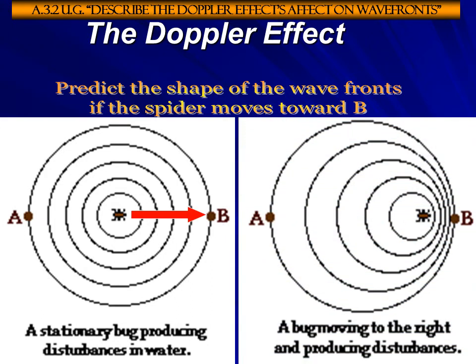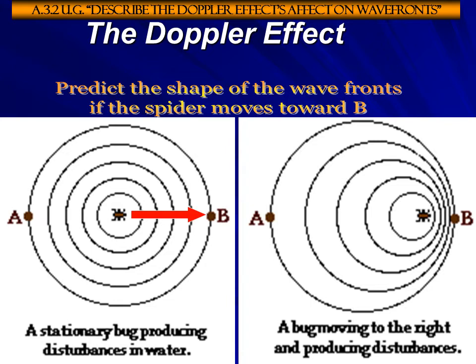Now, if you guessed they'd look something like this, well, you'd be correct. So what just took place? Well, that little water spider was moving toward point B. That means that as it released each successive wavefront, it was closer to the wavefront to the right towards point B. So those wavefronts bunched up. Whereas as it traveled toward point B, it was pulling away from the waves it was emitting behind it, which were heading toward point A. So those wavefronts are more stretched out.